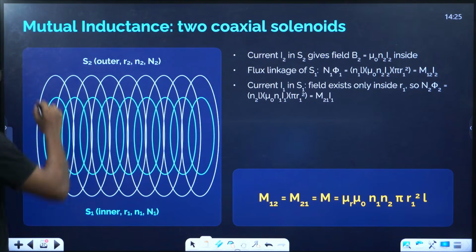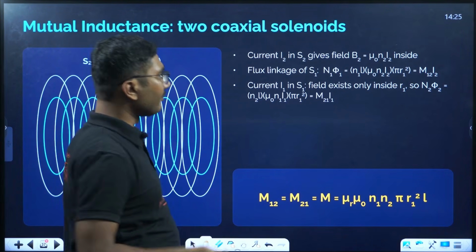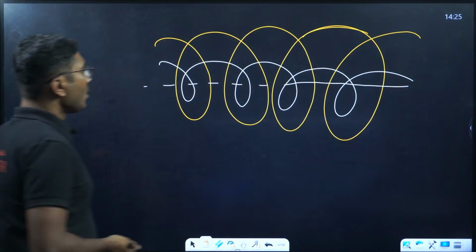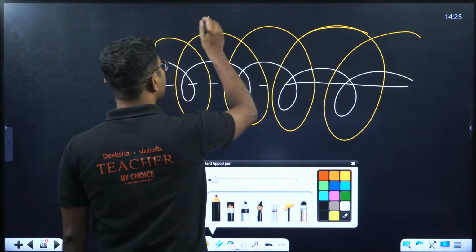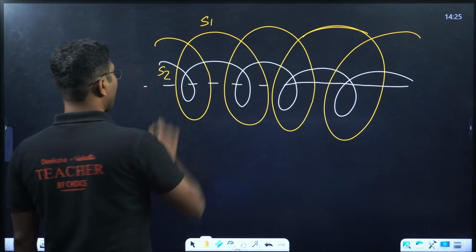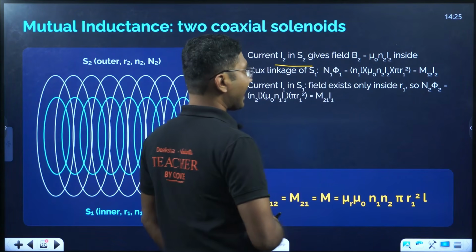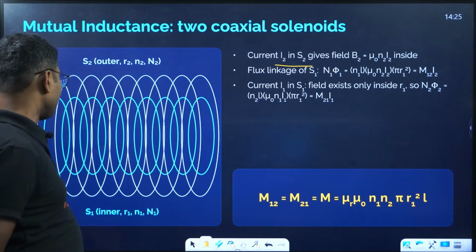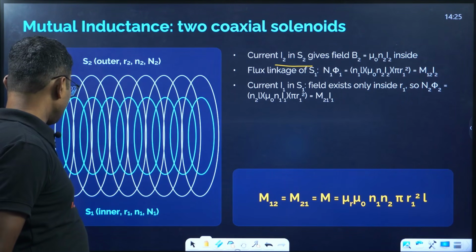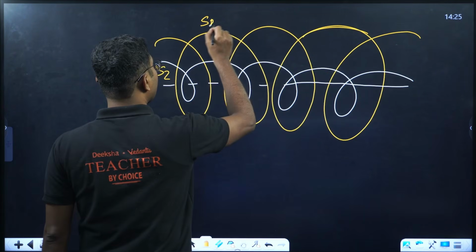Here in the diagram, the outer one is the bigger one and the inner one is the smaller one. Now obviously we have two coils. Say the bigger coil is S1 and the smaller coil is S2. Now if the current in S2 is I2, then you can write B2 equals mu naught into I2. Flux linkage, okay, I think they are saying that S1 is inner, S2 is outer. I just made it wrong. This will be S2, this will be S1.